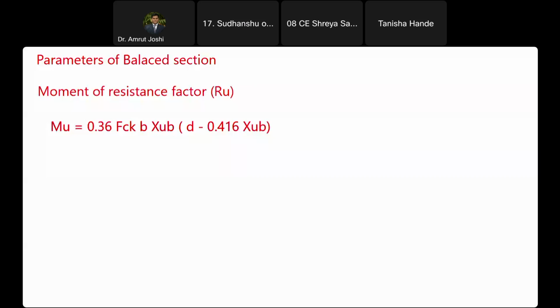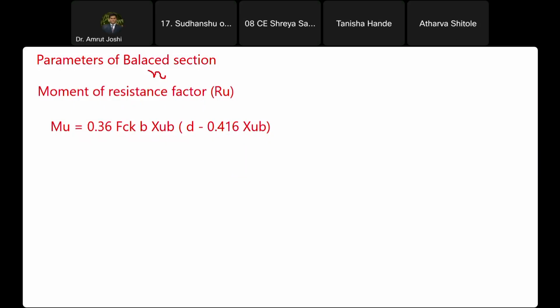So parameters for balance section. N is missing here in this spelling. So parameters for balance section, and we were discussing moment of resistance factor Ru. So we had derived the expression Mu is equal to 0.36 fck Xup into bracket d minus 0.416 Xup.